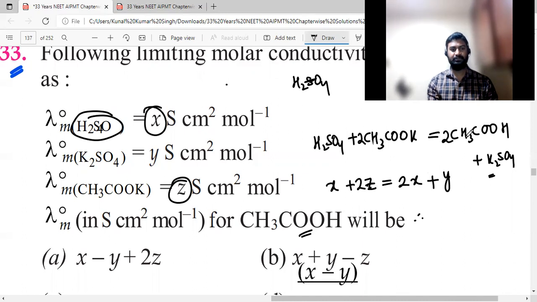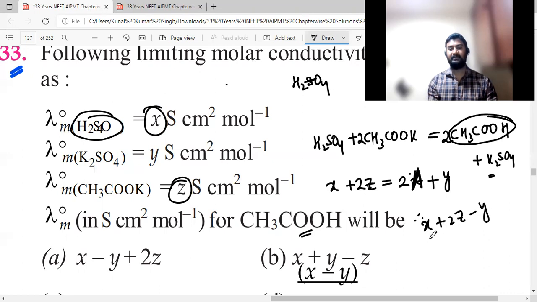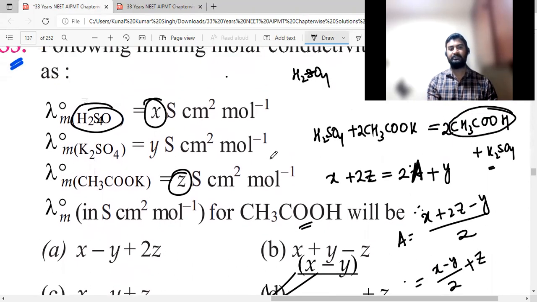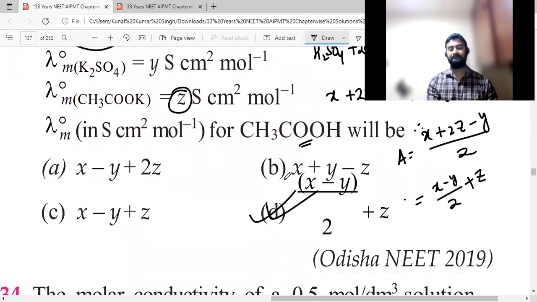And this is CH3COOH. Let me make it capital A, because it has to be different, right? So this is my desired one, A. A is what we have to find. So A will be X plus 2Z minus Y by 2. That's A, which is nothing but X minus Y by 2 plus Z. Option D is the right answer. See, the answer is option D.